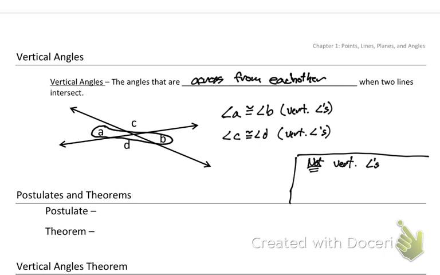Now notice how I kind of shortcut stuff. If I want to use the word angles without writing angles, I just put an angle, apostrophe S. That means angles, rather than having to write the whole thing out. These are not vertical angles.